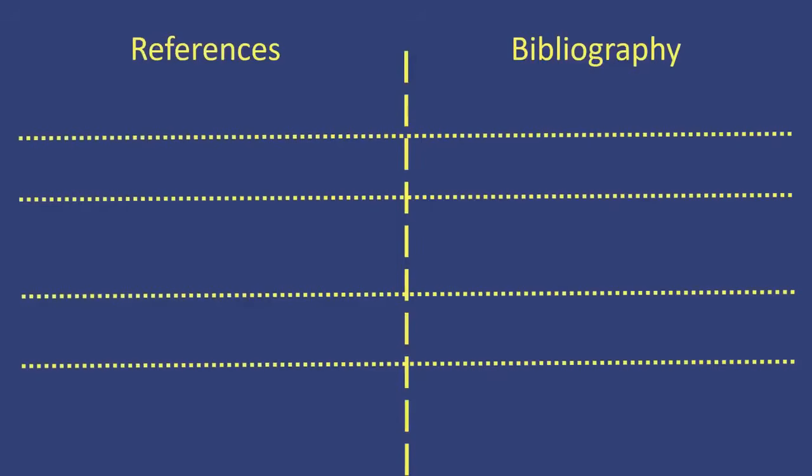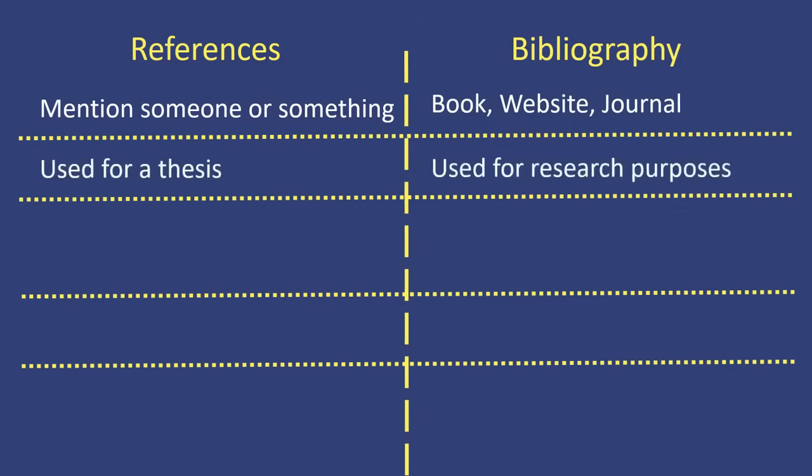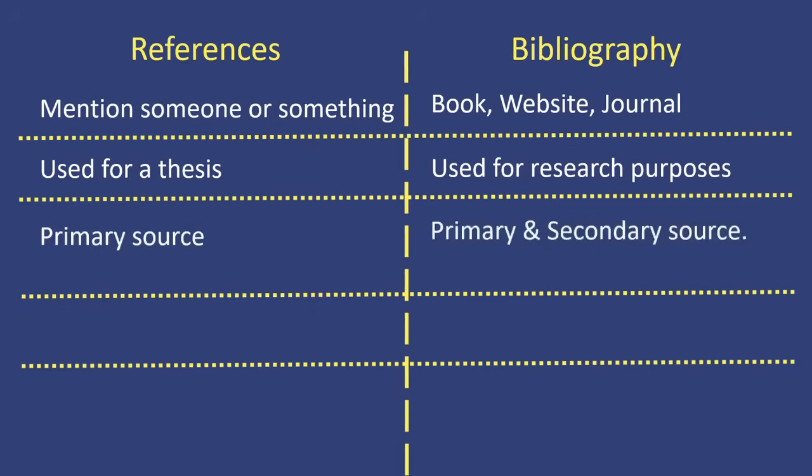The key difference between reference and bibliography lies in the fact that reference means to mention someone or something, but bibliography means to mention a book, website, journal, or somebody by which they have researched. Reference can be used for a thesis, while bibliography is used for research purposes. Reference is based on a primary source, but the bibliography is based on a primary and secondary source.